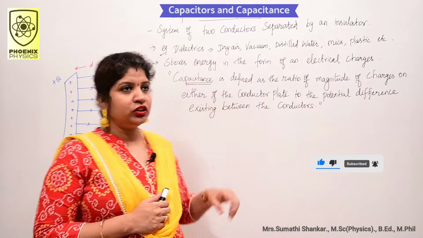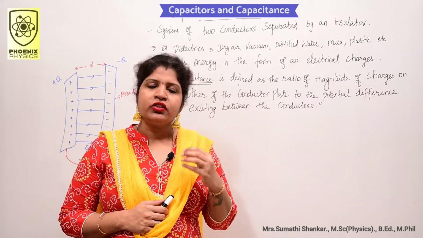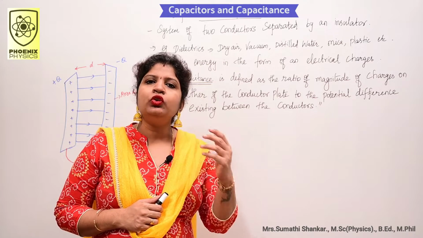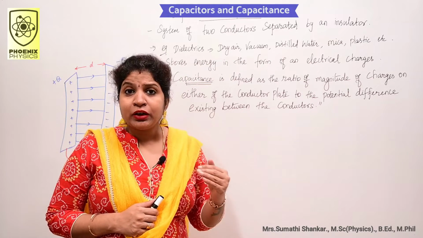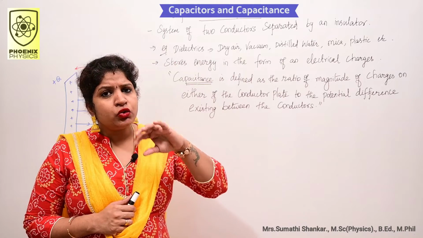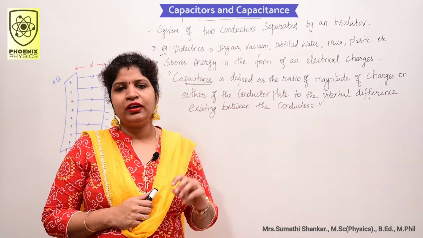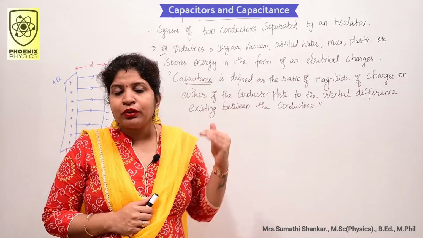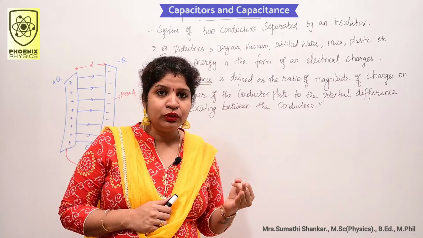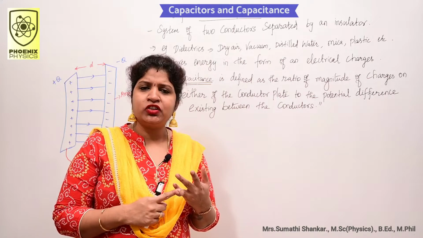Today we are going to learn capacitors and capacitance. What is a capacitor? A capacitor is a system of two conductors separated by an insulator. You know that an insulating layer between capacitor plates is called a dielectric. Examples of dielectrics are dry air, vacuum, distilled water, mica, glass, plastic, etc.